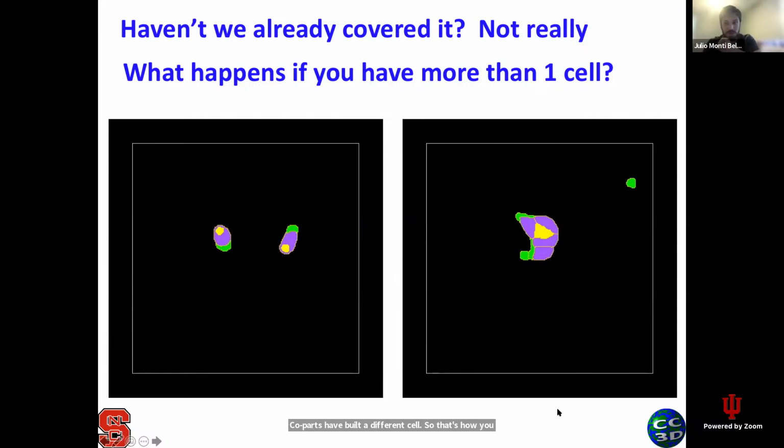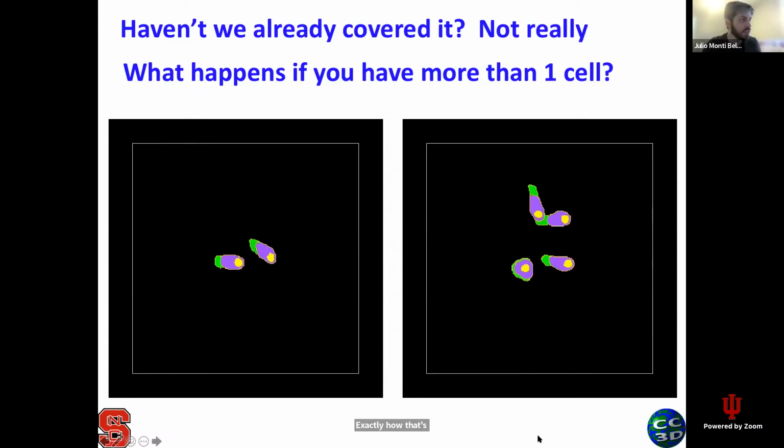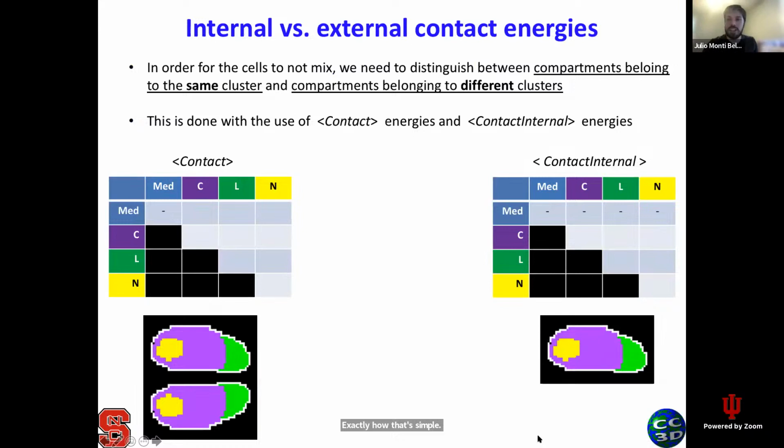So let me walk you through again exactly how that's implemented in Compartmental 3D. For this, we need to add a new concept for your contact energies, the concept of internal versus external contact energies. When you create your model of a crawling cell and you want to use compartments, you tell the wizard, okay, I want to use cell compartments, or I want to use contact energies and internal contact energies. Both of them are going to look the same.